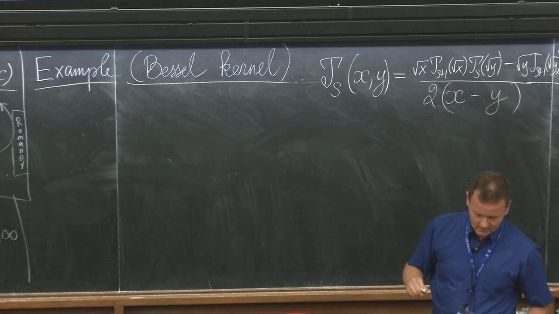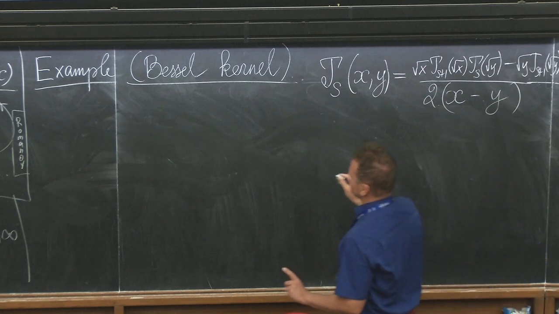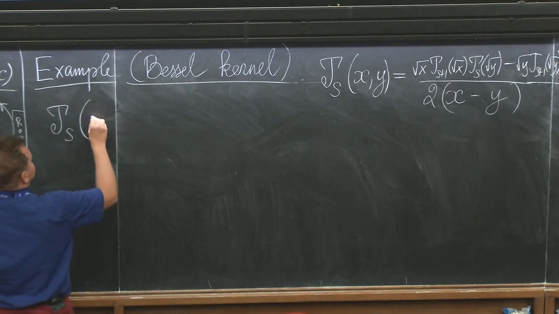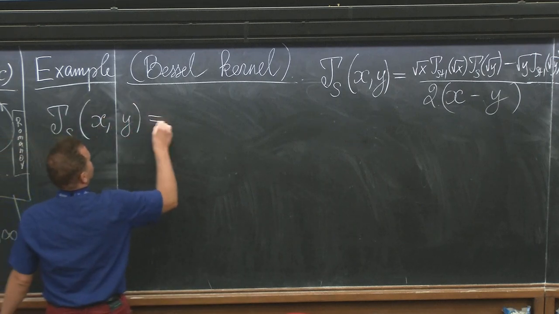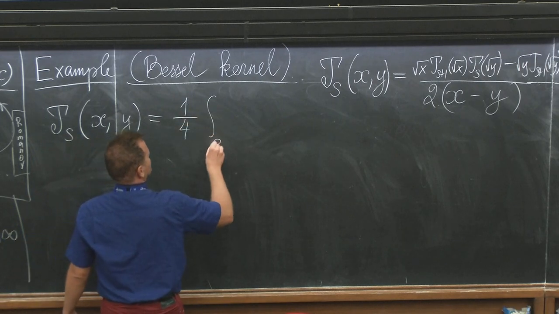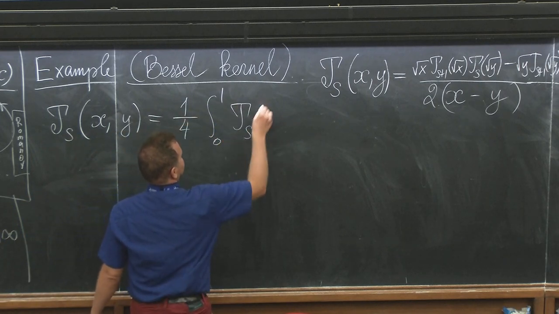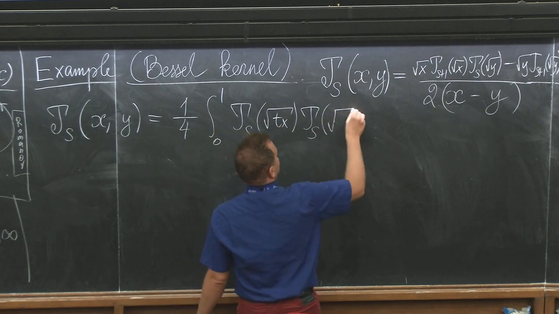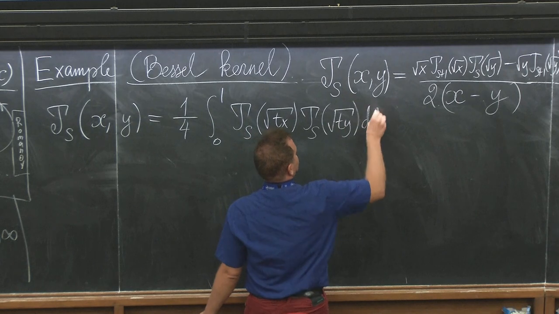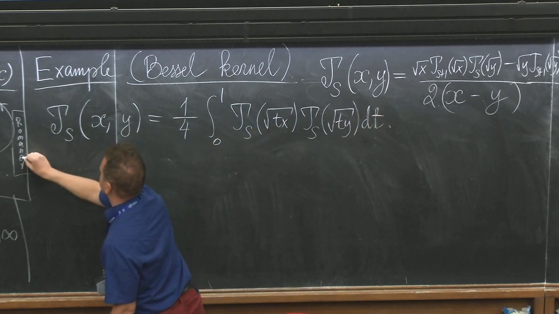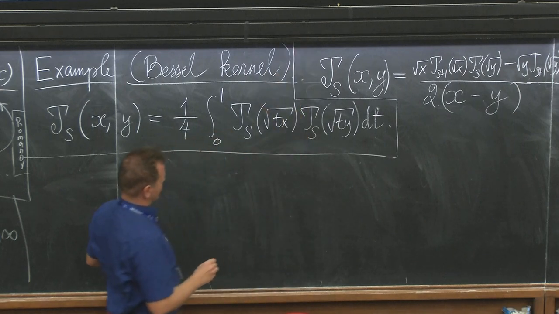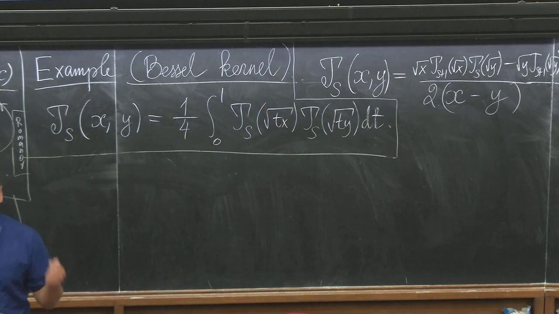Yes. Yes, and also it is even more convenient to write the Bessel kernel in the following form: the integral of 1/4, from 0 to 1, of J_s(√(tx)) J_s(√(ty)) dt. Okay, so what does it mean, Bessel kernel?